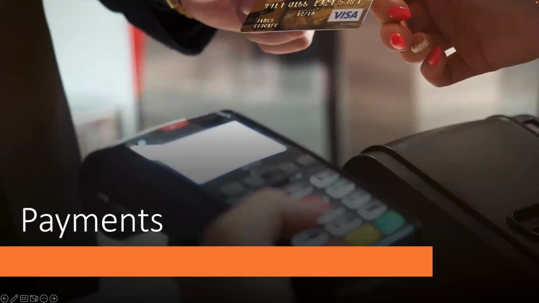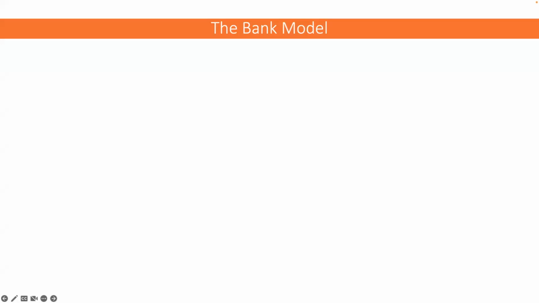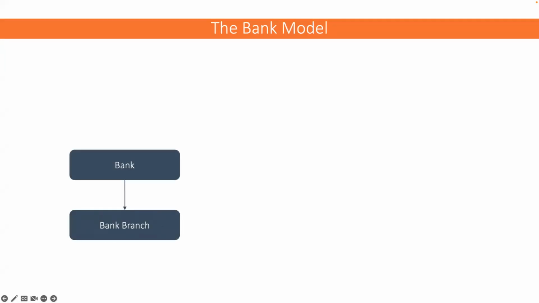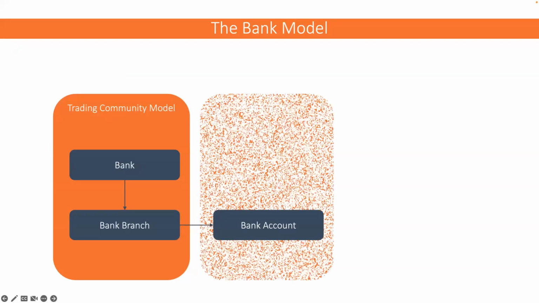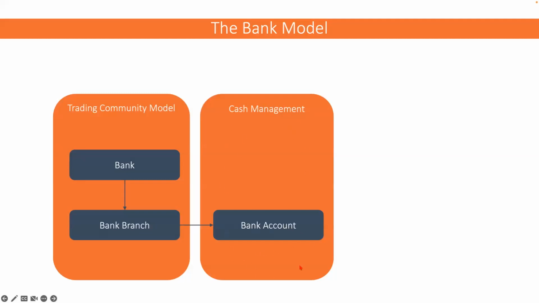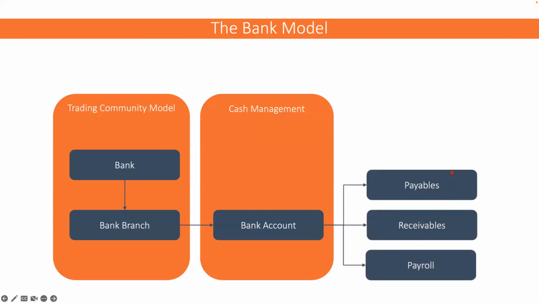So today I'll be looking at the core of payments from the electronic payments perspective. And I'm going to start off with banks and the bank model, which we looked at a while ago. So banks will have a bank branch, and then this is within the trading community model or architecture. And then we have the bank account, which is used by cash management. And then this is where we do our reconciliations and payments from. So for the modules, payables, receivables, and payroll.